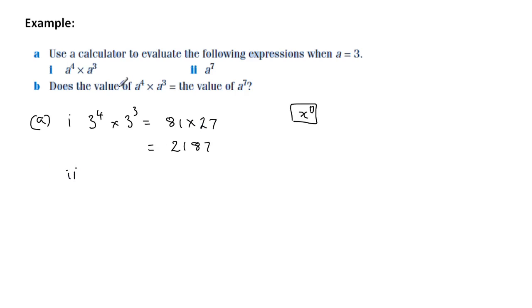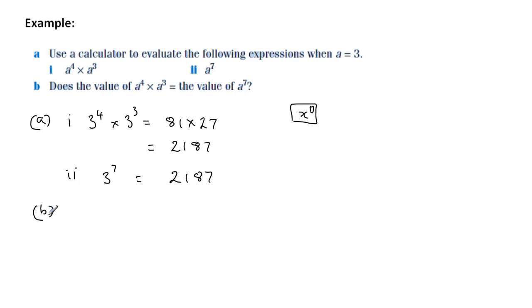This way we're going to do our shortcut. We've obviously seen here the index law is 4 plus 3 is 7. So if I put in 3 to the power of 7 straight away, using my key, 3 to the power of 7 comes out to be 2,187. So that's another way of showing that the index laws work.